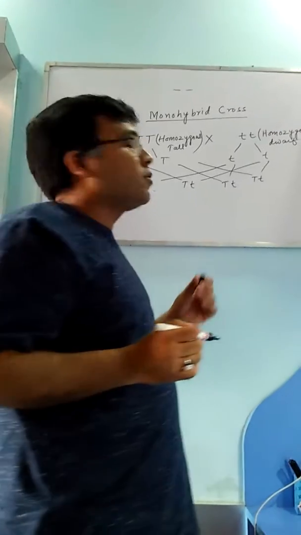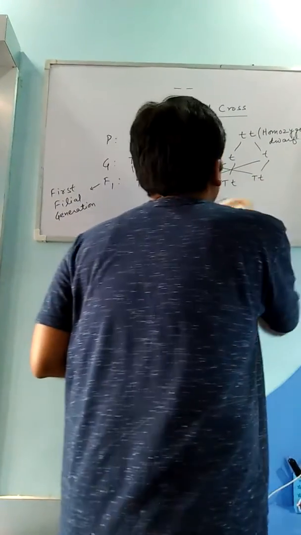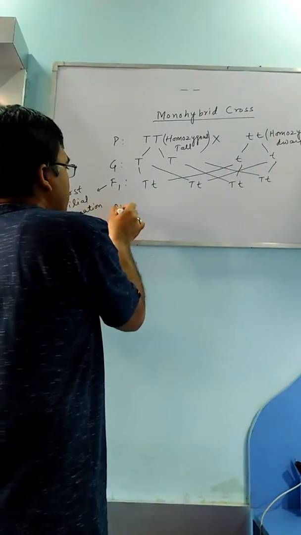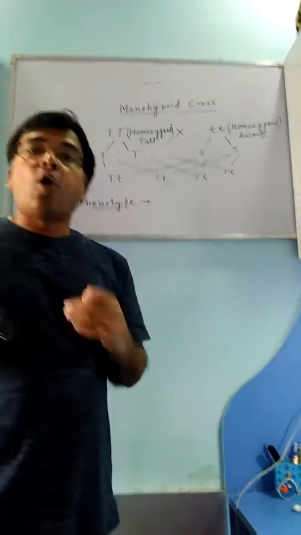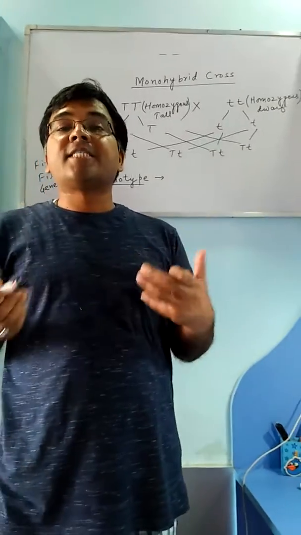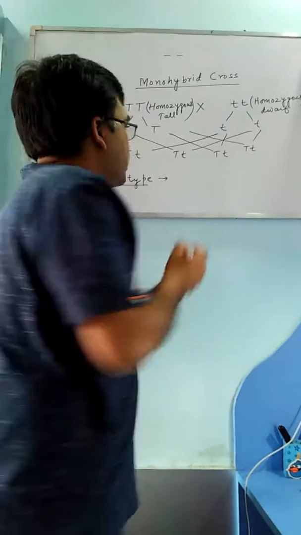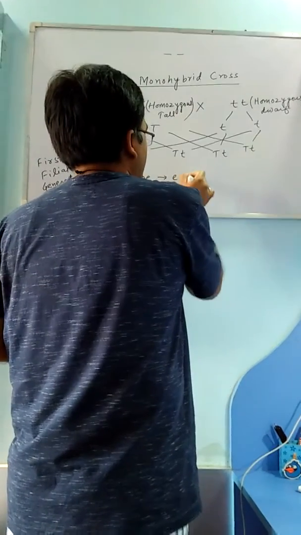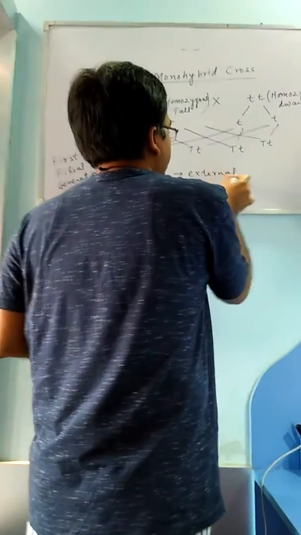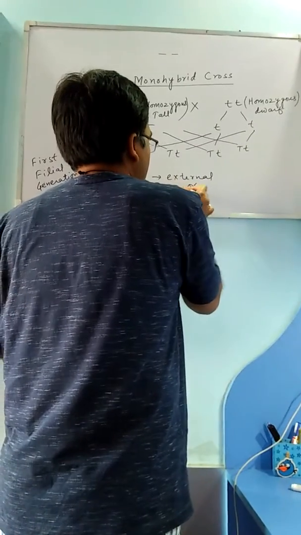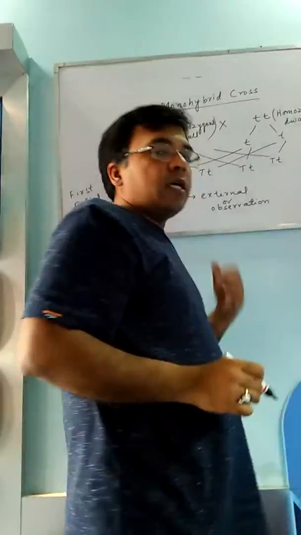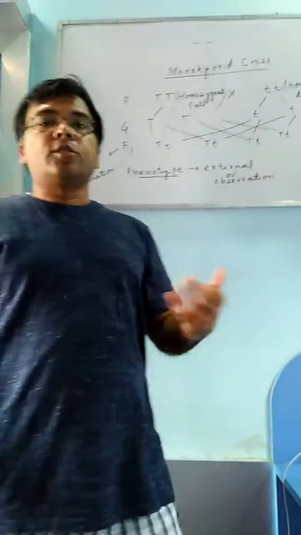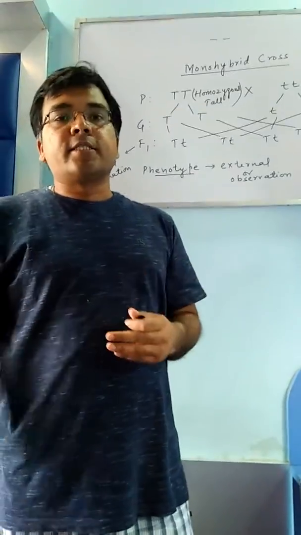One is called the phenotype, and the other is called the genotype. So what is a phenotype and what is a genotype? Phenotype is the observable or external characteristics of an organism which are visible. Whether the organism is tall or dwarf, suppose in the case of this pea plant if we talk about the height, that is its phenotype.